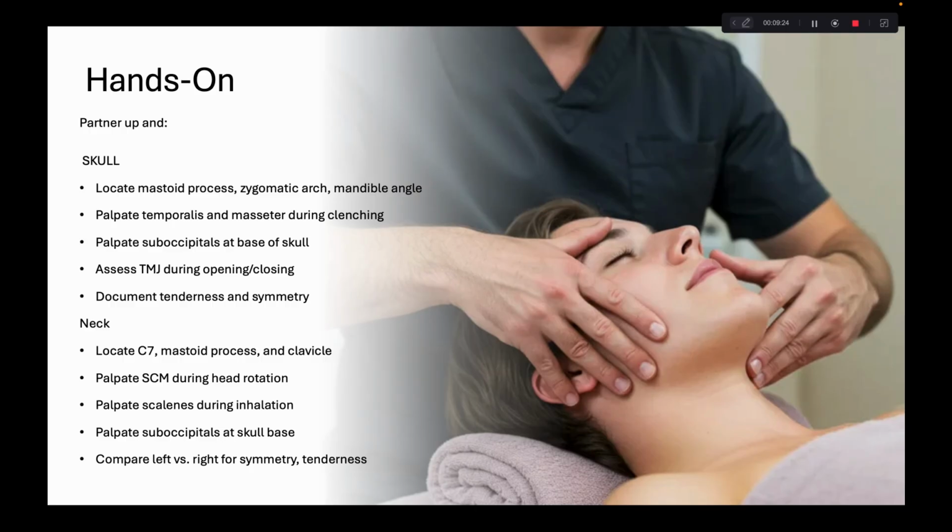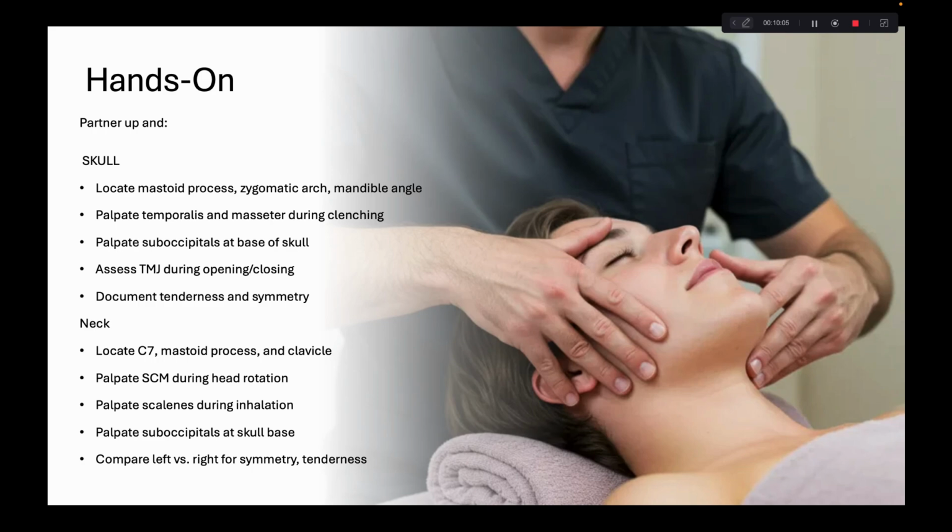For the neck, I want you guys to try to find that C7. Remember, C7, T1 is right where you have that curve change. When you feel that bump on the back where your neck and your shoulders meet, that is your cervical vertebra 7. Again, the mastoid process is thrown in for the neck as well, and your clavicle, which we have palpated and should know where that is located. For the neck, I want you to try to feel the SCM from each attachment point, from your mastoid process down to the sternum and the clavicle.